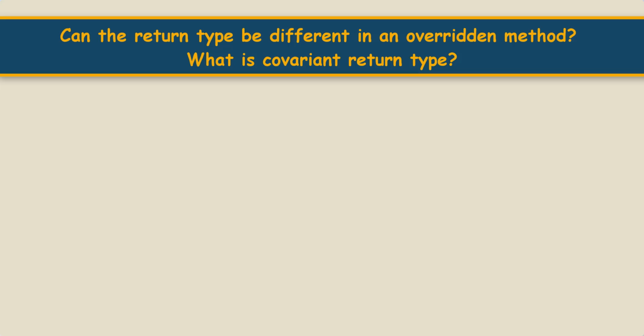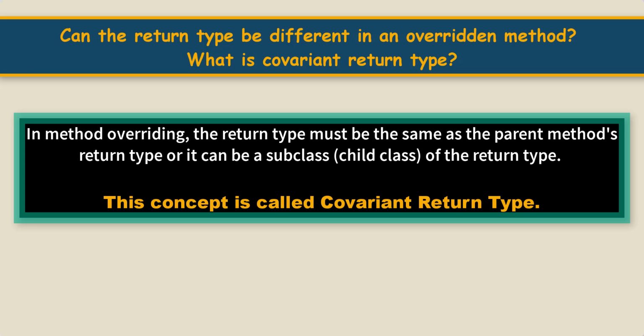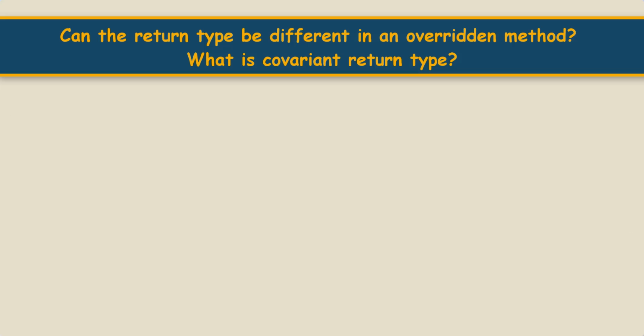So the next interview question: can the return type be different for an overridden method in the child class? Can we use a different return type in the child class for methods of the parent class? Or another sub-question can be, what is a covariant return type in Java and where is it applicable? In method overriding, the return type must be the same as the parent method's return type, or it can be a subclass. It can be the child class of the return type of that parent class method. So this concept is called a covariant return type.